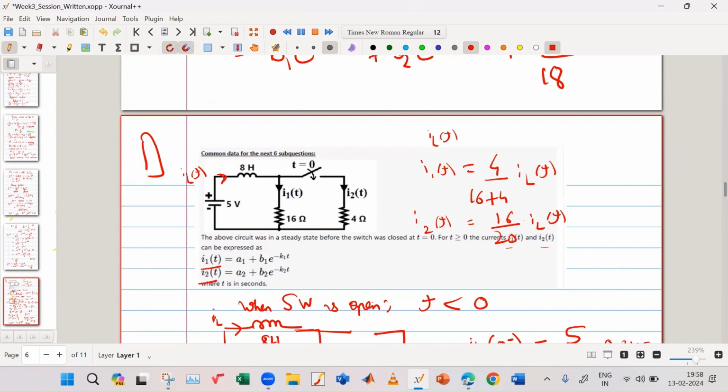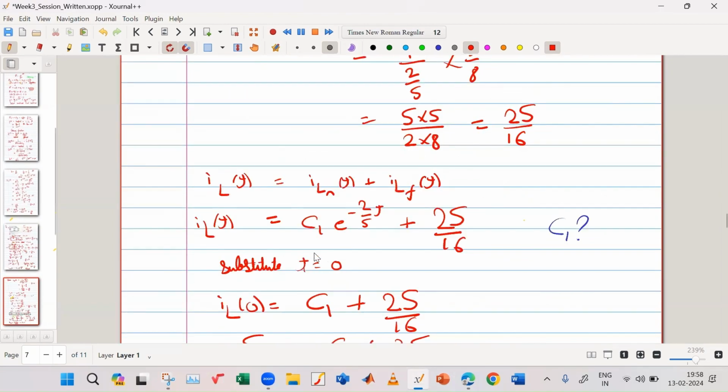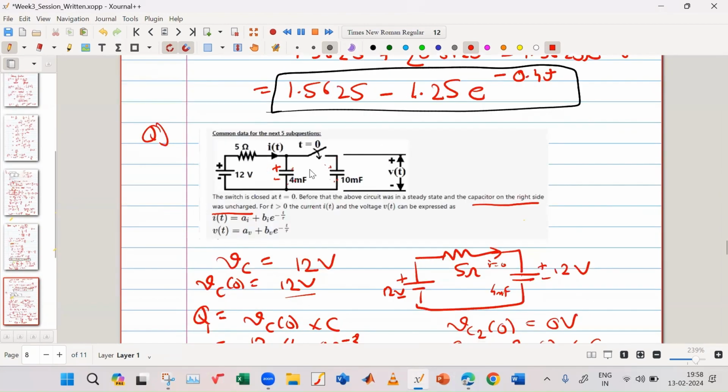Again, in this case, you find the initial condition. You solve it for the inductor current. Once you get the inductor current, then you solve for I1(t) and I2(t), which is simple by current division. Then we go to the next case, question 2, where there are two capacitors.